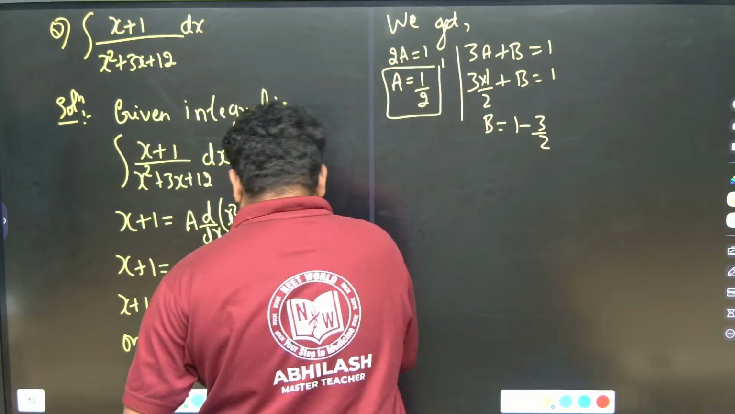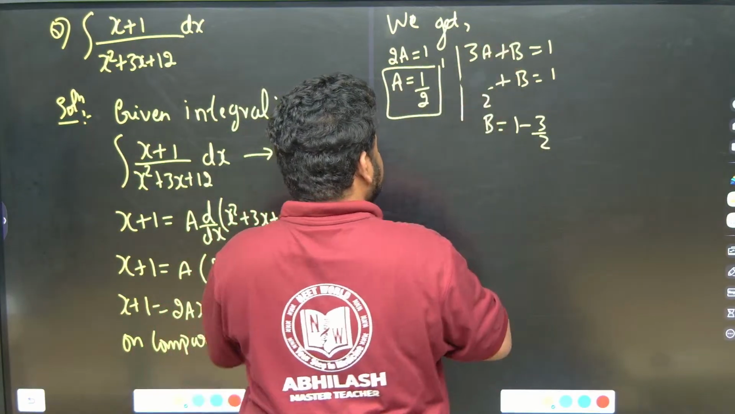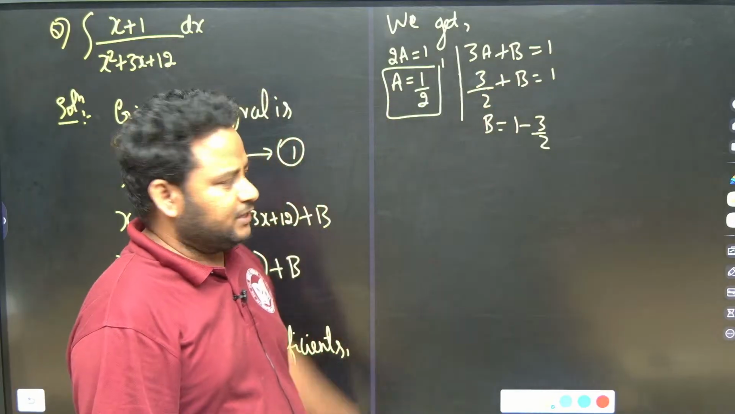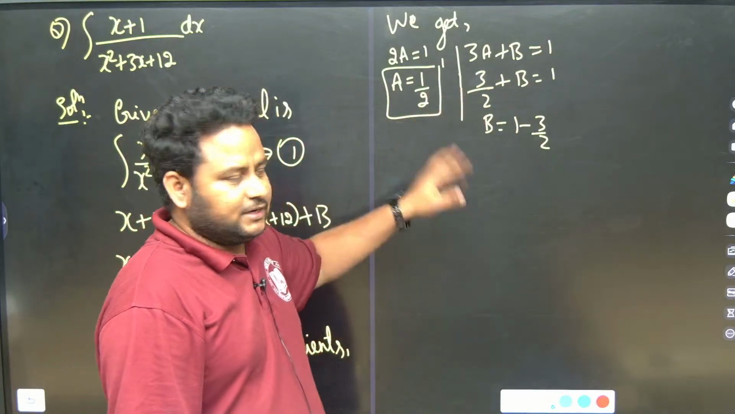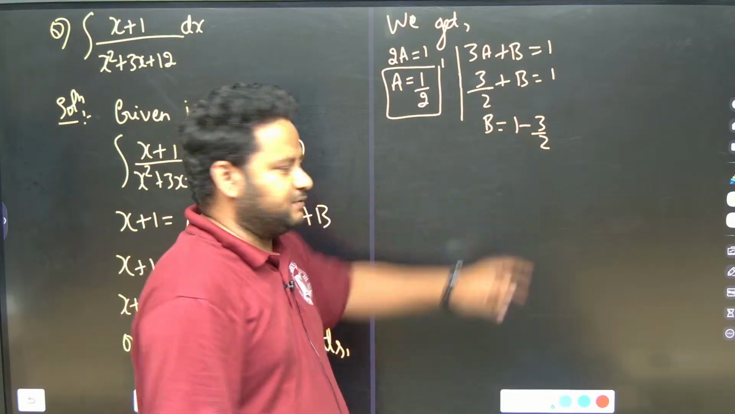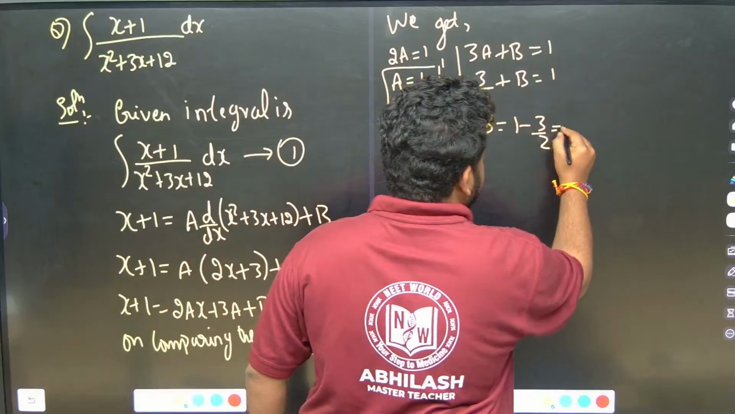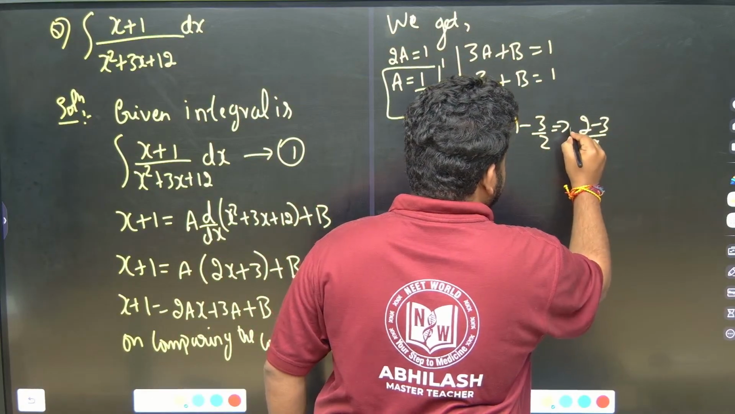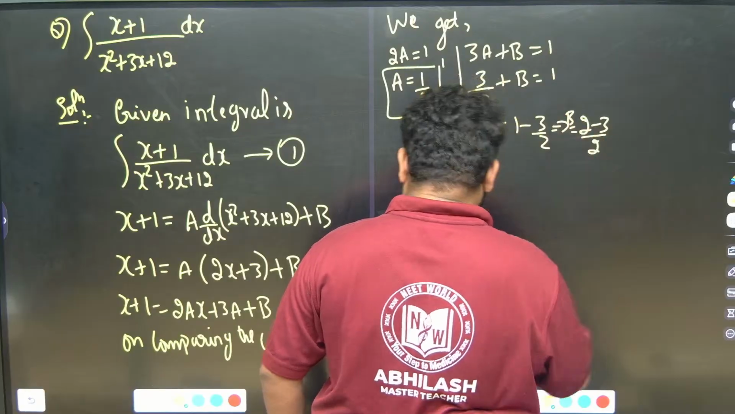Here I can write directly 3 by 2, because 3 into 1 by 2, because a is what? We got 1 by 2. So 1 minus 3 by 2. The LCM is 2. 2 minus 3 is minus 1. So this implies b is equal to 2 minus 3 by 2.